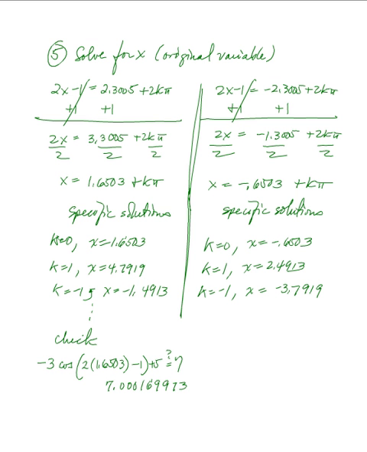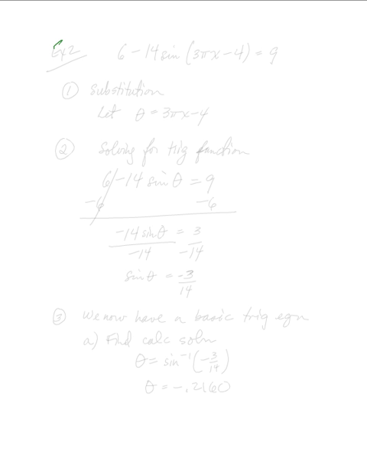Now let's go ahead and look at our second example. And that's going to be 6 minus 14 sine of 3 pi x minus 4 equals 9. That looks nasty enough, doesn't it? Alright, so number 1, substitution. Obviously you've got a very complex argument. The argument is what's coming into the sine. The argument is 3 pi x minus 4. You really need it to be simple. So we're going to say let theta equal 3 pi x minus 4.